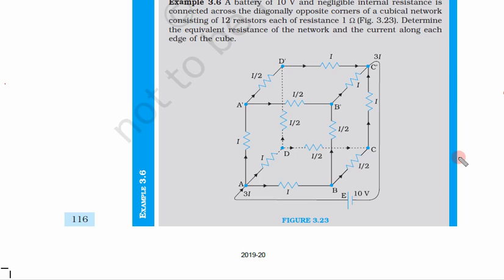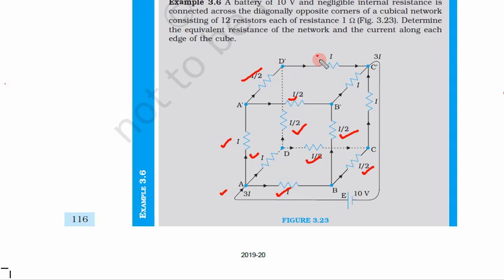So the diagram was a little bit difficult, but at A, 3I entering, I leaving. At A dash, I entering, I by 2 and I by 2 were leaving. At B, I was entering, I by 2 and I by 2 was leaving. At D, I was entering, I by 2 and I by 2 is leaving. Now at D dash, I by 2 is entering from A dash and I by 2 entering from D.